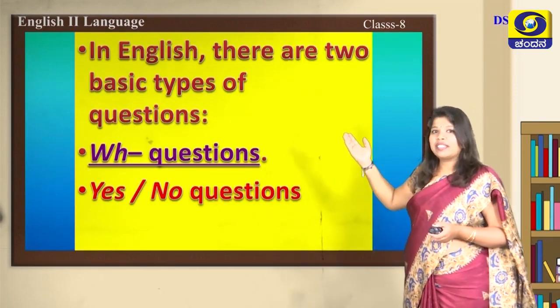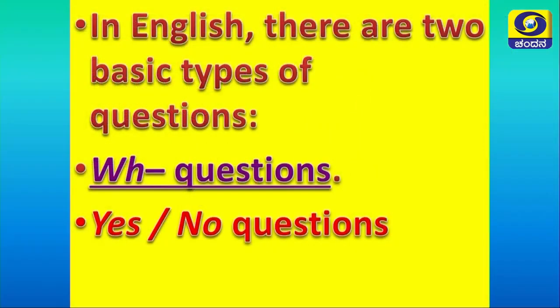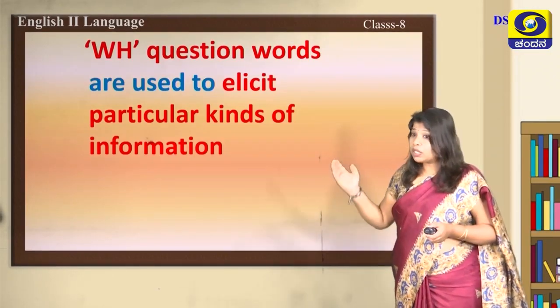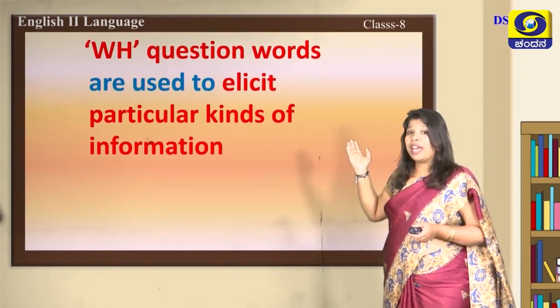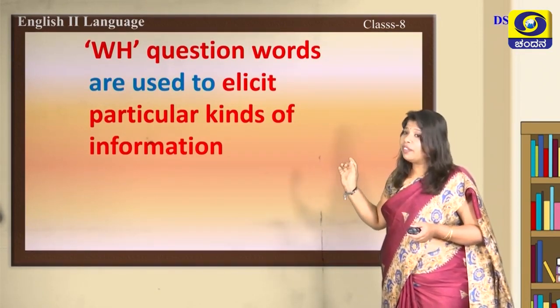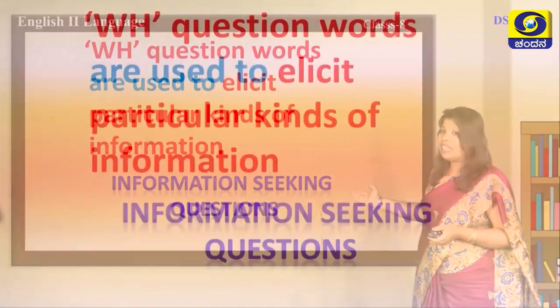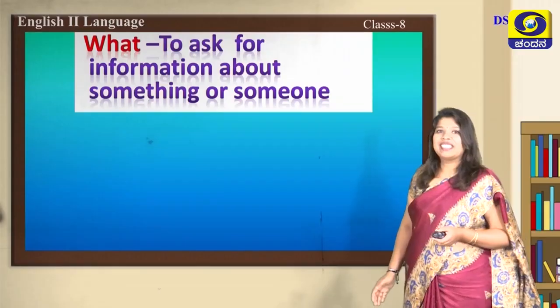Now, in English, there are two basic types of questions. For example, WH questions and yes or no type of questions. WH question words are used to elicit particular kinds of information. So, they are called information seeking questions.